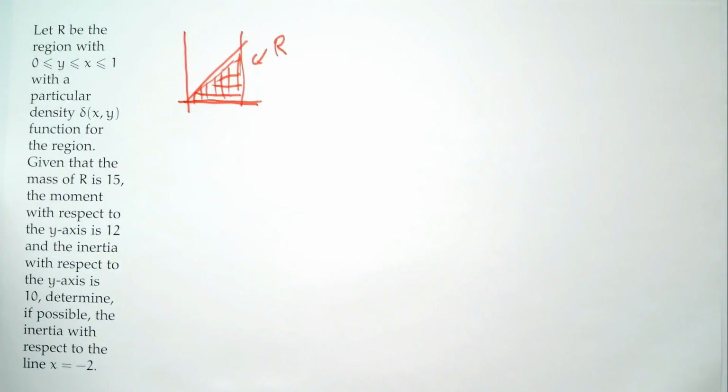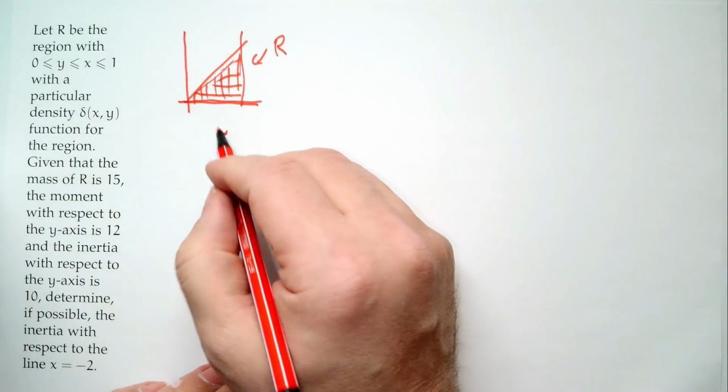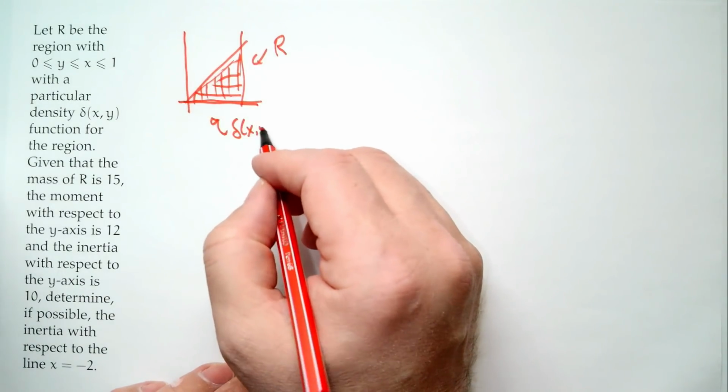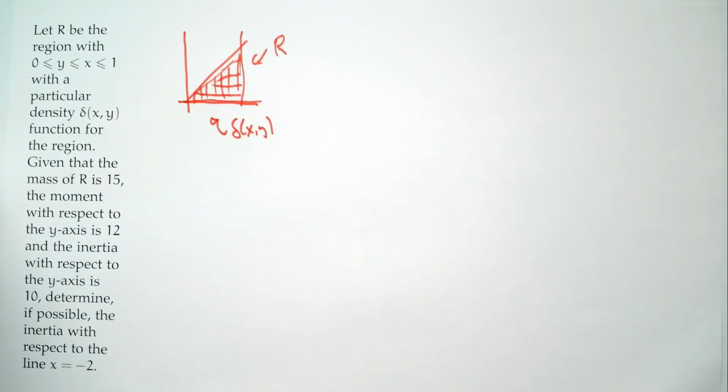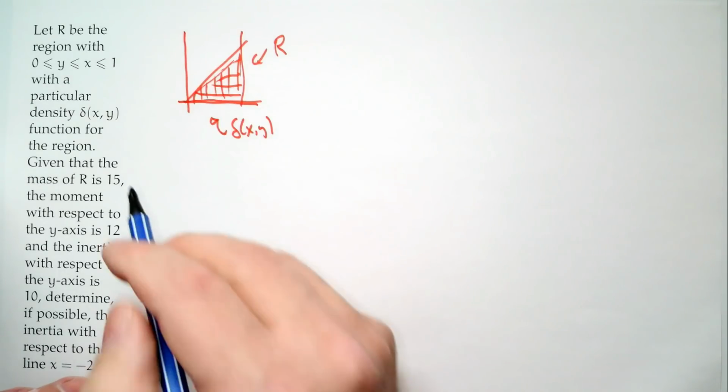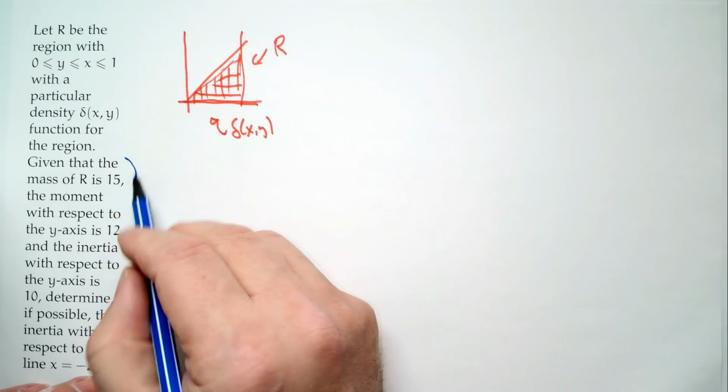We'll see that actually we aren't even going to use R for the problem. It's just that we have this shape. Now, associated with this region, there's a density function, delta of xy, which we don't know. They didn't give it to us. Well, that's interesting. But we're given a bunch of facts. What are we told? We're told that the mass of R is 15.